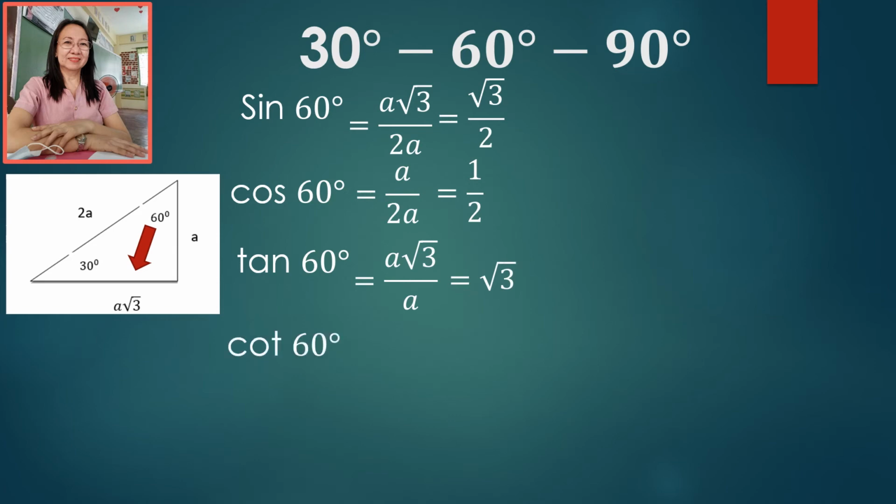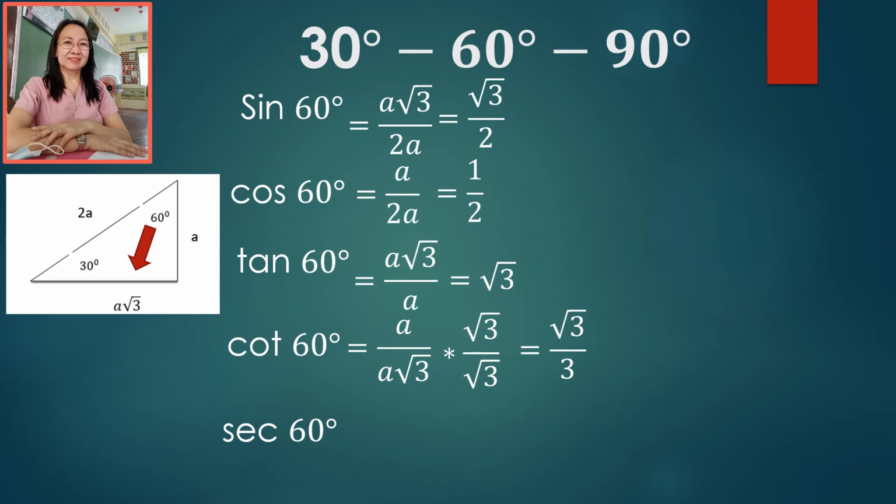For the reciprocal, we have the cotangent 60 degrees. So we will arrive at a over a square root of 3. So we have to rationalize this. Multiply by square root of 3 over square root of 3. And then cancel a over a. So we have square root of 3 over 3 for the value of cotangent 60 degrees.